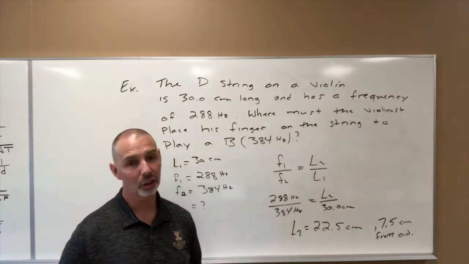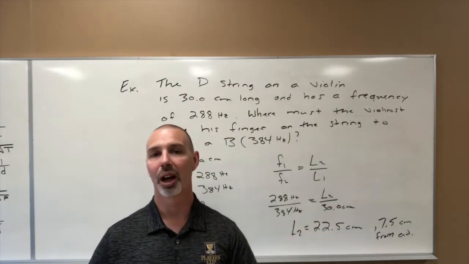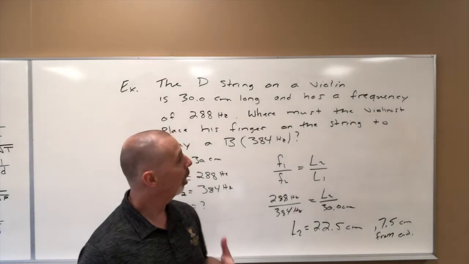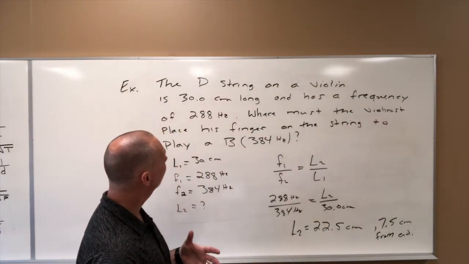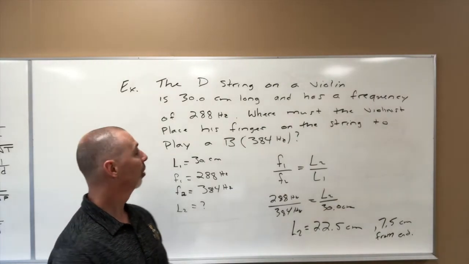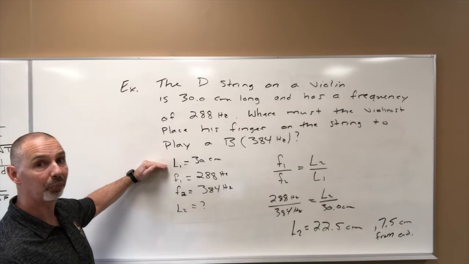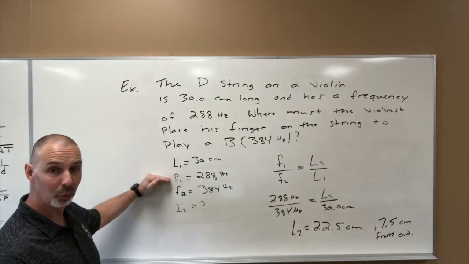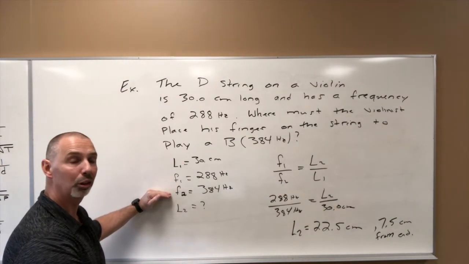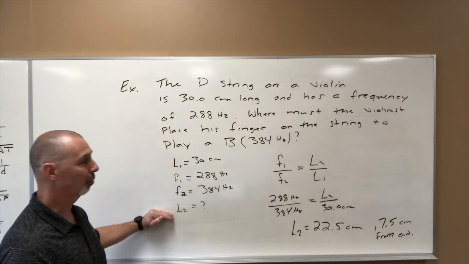Okay, and so we've all seen guitarists and violinists do this by moving their fingers up and down. They change the length of the string, and that changes the note they're playing. So where must this violinist place their finger so that they change the D string into a B? All right, so we'll write down our given information. We're told that the length is 30 centimeters. That's going to be L1. At L1, we get frequency 1, which is 288 hertz. Frequency 2 is the note we want to play, 384 hertz. And L2 is then what we are looking for.